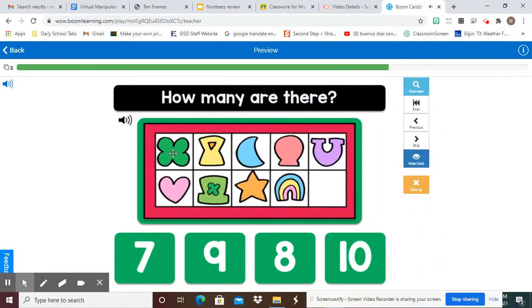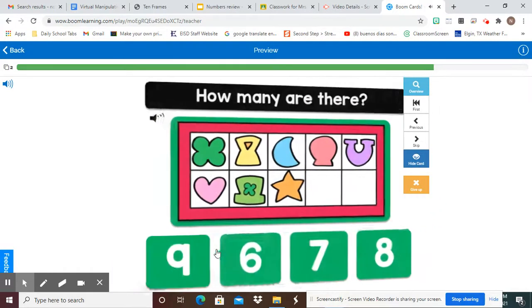How many do we have now? Let's count them. 1, 2, 3, 4, 5, 6, 7, 8, 9. So which one is 9? Is it this one, this one, this one, or this one? Choose it before I give you the answer. It's going to be this one.